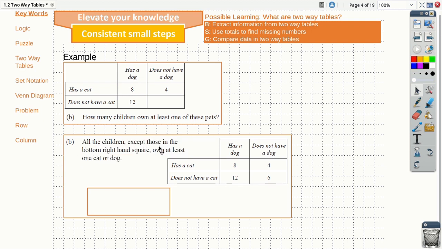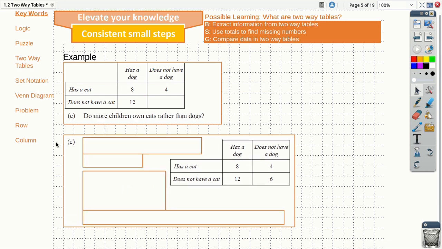So all the children except those in the bottom right hand square. And to calculate this, what we could do is just look at the table because we have that entry now. 30 take away 6, we had 30 in total. Take away these 6 was 24.